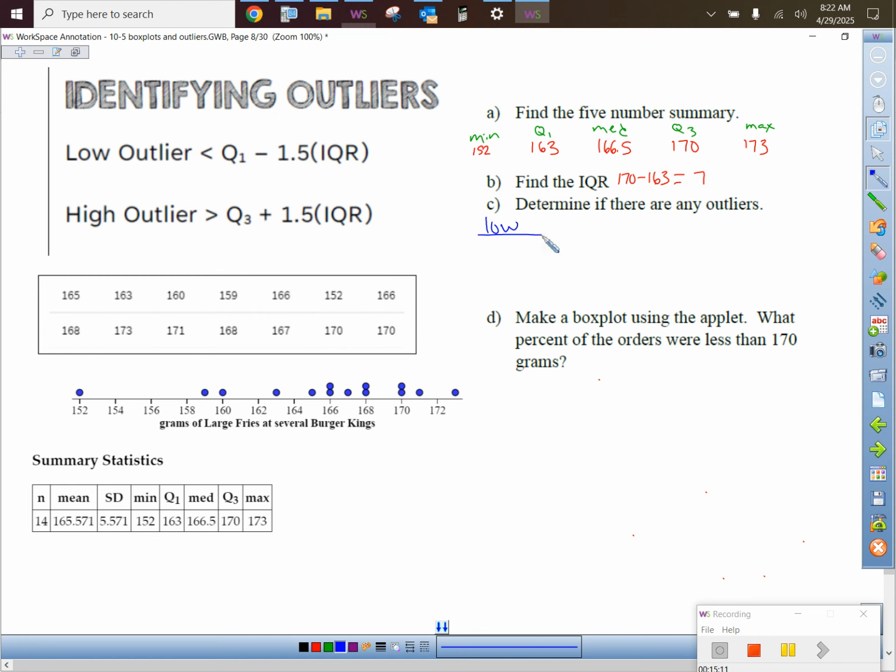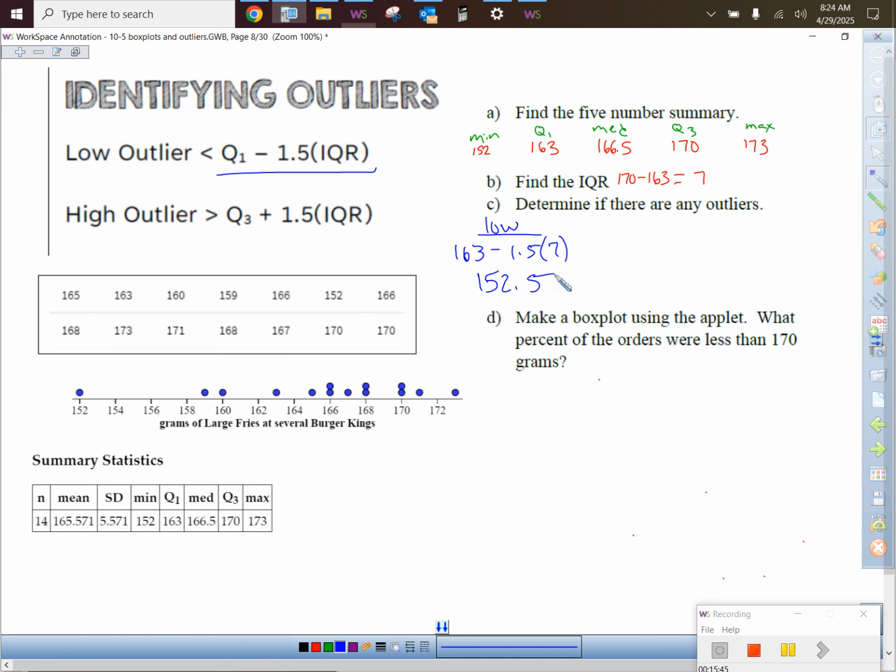And if any number that we have in our data set is below this value, that will be a low outlier. What is the value of our fence right here? 152.5. So let's talk. Do we have any pieces of data lower than 152.5? Barely, right? But 152, I'm going to go right there and circle it, is a low outlier. So we will say yes, 152.